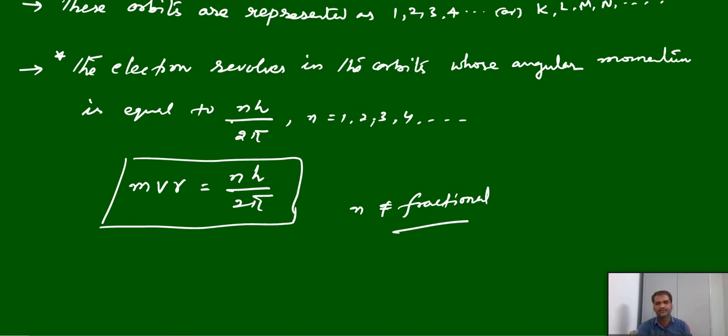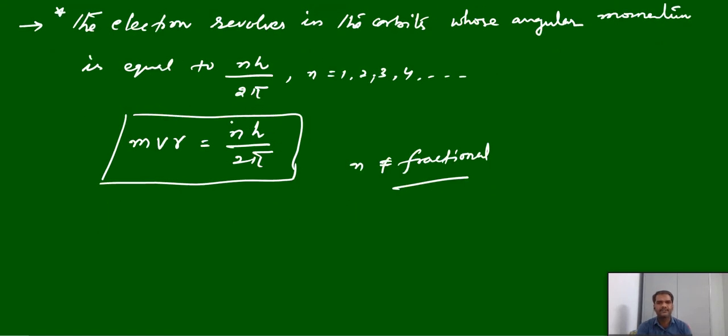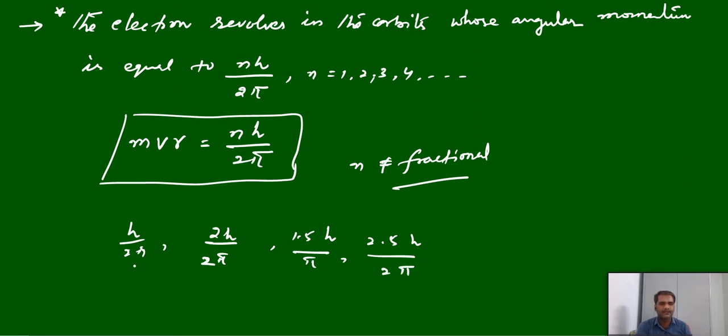Questions will come on this. They will ask you which angular momentum is allowed or which is not allowed. For example, in the options: h by 2 pi, 2h by 2 pi, 1.5 h by pi, 2.5 h by 2 pi. Which is allowed here and which is not? Out of these four, the fourth option is not allowed.